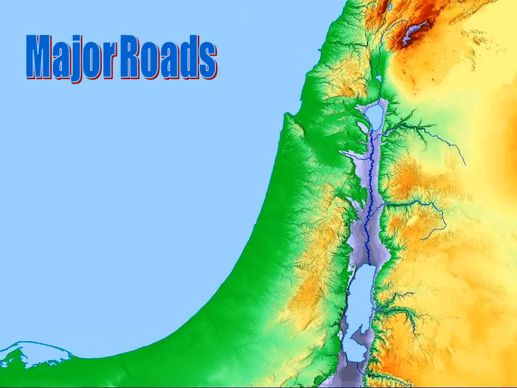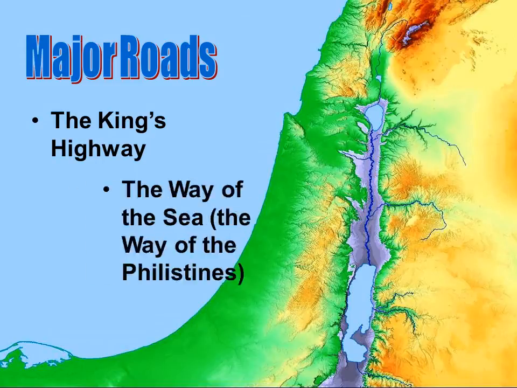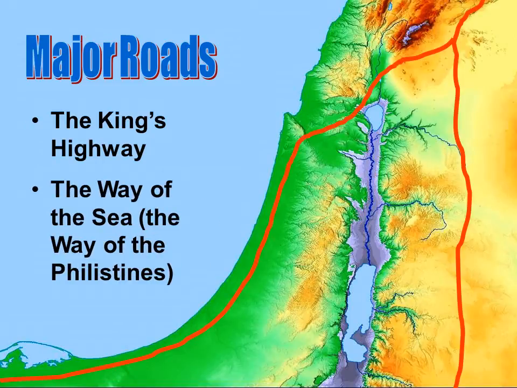Now, there's some major roads that came across the land of Canaan. First of all, there is the King's Highway. And, well, let me back up there. There's the King's Highway. Well, I guess there's no easy way to do this. And the King's Highway is the one on the right. It goes from Damascus just southward all the way down to Aqaba.